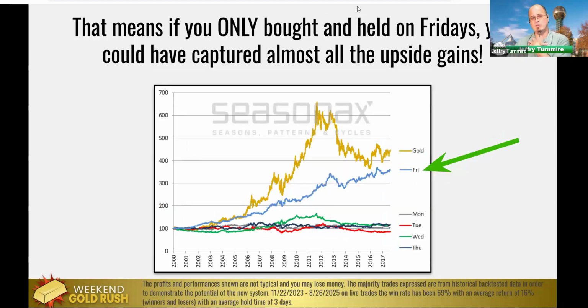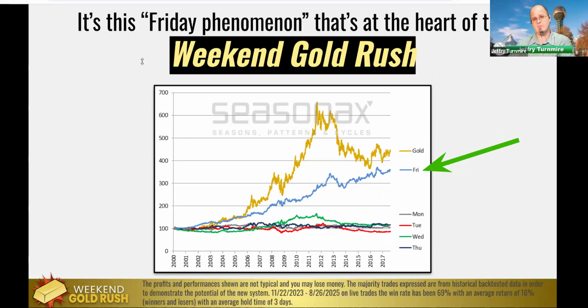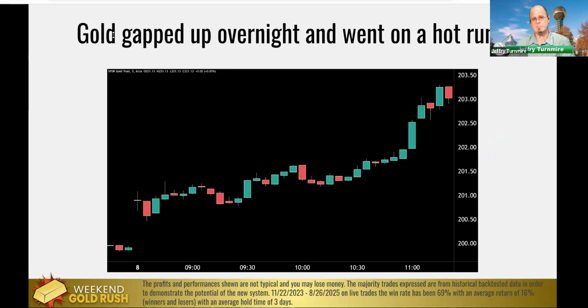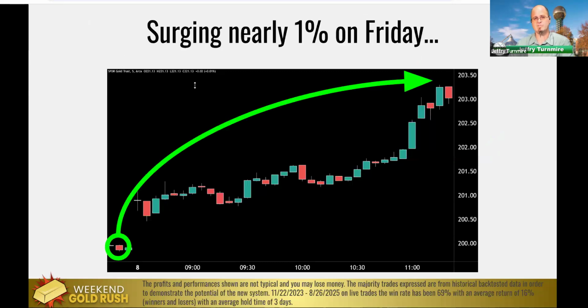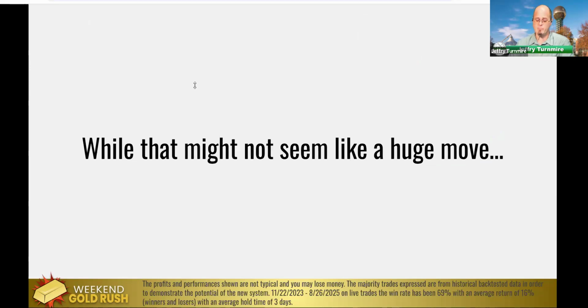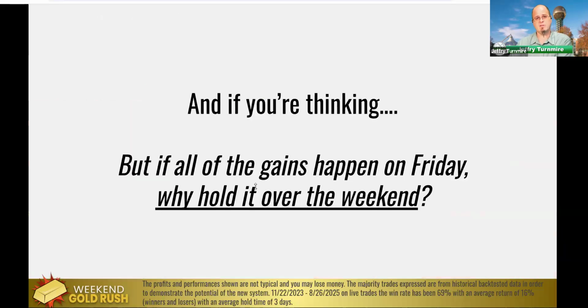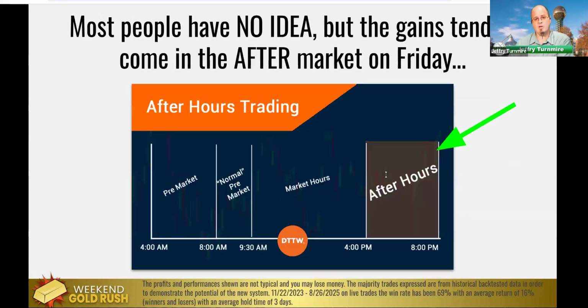Now, that means if you only bought on Fridays and held on Fridays and then sold after Friday, you could have captured most of the upside gains. It's this Friday phenomenon that's the heart of the Weekend Gold Rush. Look what happened March 8th, the first Friday of the month. Gold gapped up, went on a hot run, surged about 1% higher. Now, 1% not big if you bought shares, but that's all we needed to collect a 50% gain on some options over the weekend. And if you're thinking, all right, if all the gains happen on Friday, why even hold it over the weekend? Well, great question.